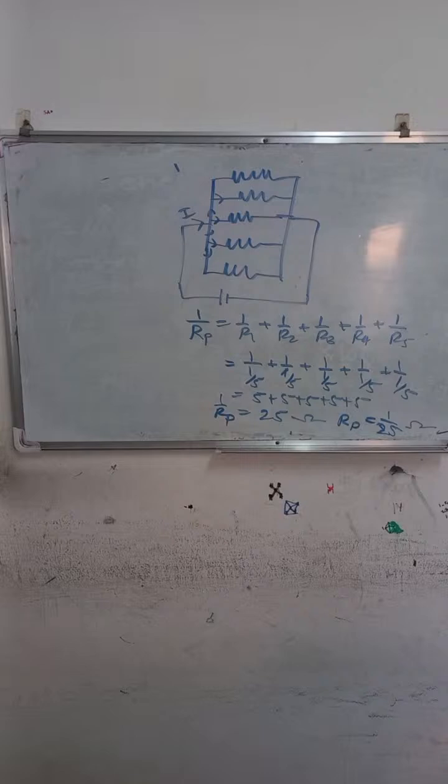An electric kettle consumes 1 kilowatt of electric power when operated at 220 volt. A fuse wire of watt rating must be used for it. Option 1 ampere, second 2 ampere, third 4 ampere, fourth 5 ampere.